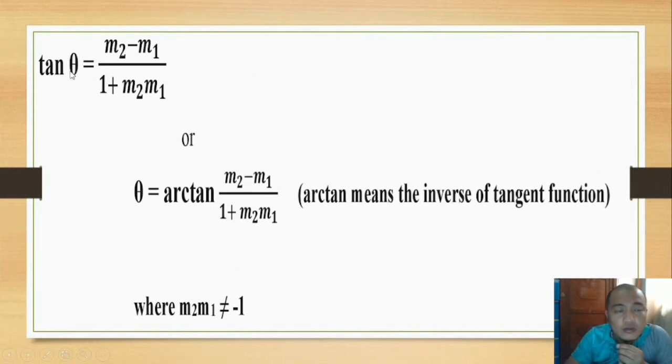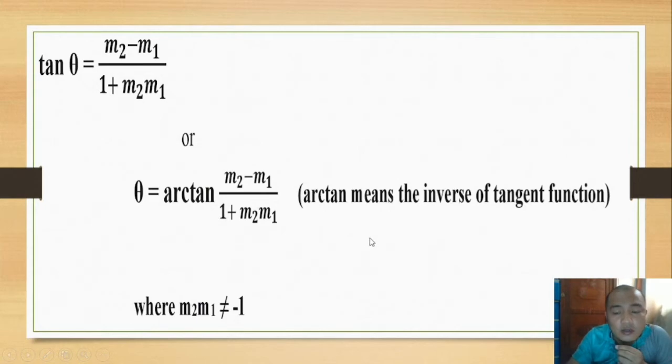So how do we solve for theta? Using your calculator, it's equivalent to theta is equal to arctan of m sub 2 minus m sub 1 all over 1 plus m sub 2 times m sub 1. Arctan means the inverse of the tangent function. So all you have to do is press on your scientific calculator shift tan. Also always remember the product of m sub 2 and m sub 1 in the denominator should not be equal to negative 1, otherwise it will become undefined.